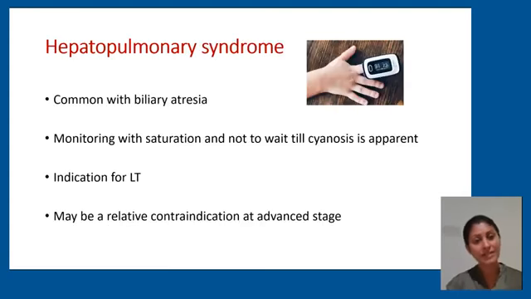Another important complication is hepatopulmonary syndrome. It's a very common complication, and for some reason it is very much associated with biliary atresia. I haven't seen it in association with Wilson disease or autoimmune liver disease, but it's very common with biliary atresia. It's very important when we follow up children with biliary atresia in the clinic, they look very well, but do not forget to check saturation. You have to check the saturation in the upright position as well as in the supine position. In hepatopulmonary syndrome, they feel better in the supine position.